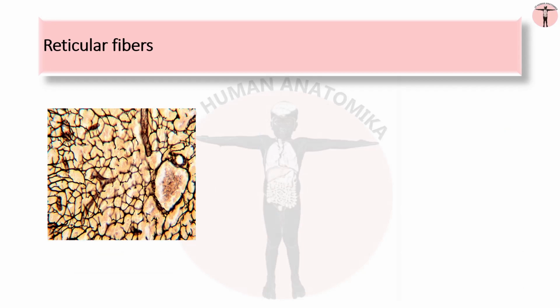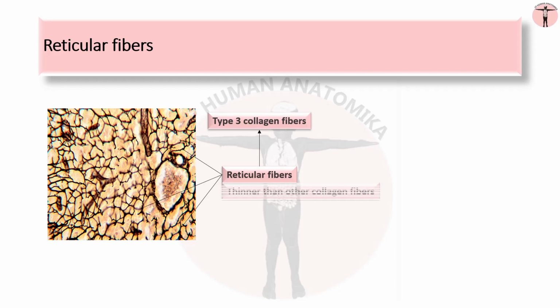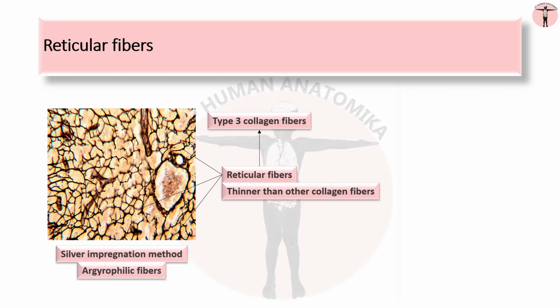Coming to the third type of fibers, reticular fibers, they are thin, delicate fibers which are arranged in an extensive network. Reticular fiber consists of type 3 collagen. They are thinner than other types of collagen fibers. They are not stained by H&E stain. They are stained black by a special staining called the silver impregnation method, and the fibers are termed argyrophilic fibers.